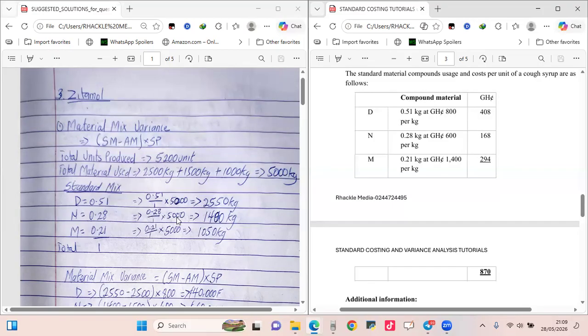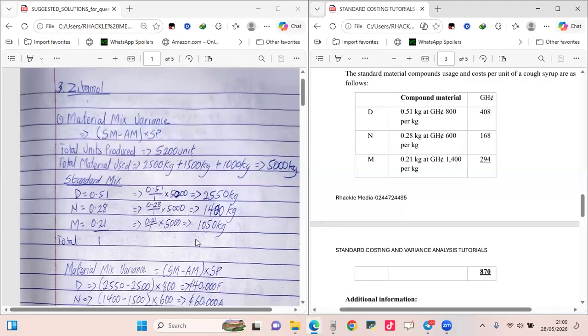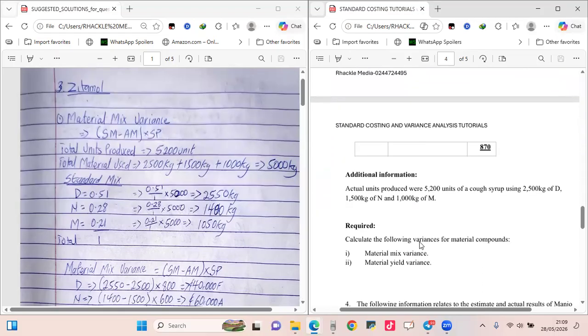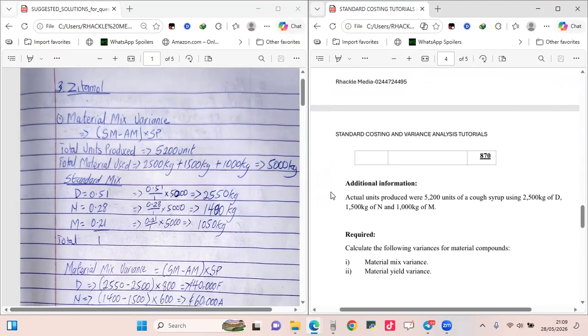For N, 0.28 over 1 times 5,000, we get 1,400 kg. Then for M, 0.21 over 1 times 5,000, we get 1,050 kg. Now let's look at something here. You can see that based on this 5,000 mix, we can see straight from here that the actual mix that was supposed to be used wasn't used, because here is 2,500 and here is 2,550. It means they used some more than the others. They used some more than the normal mix we are seeing there.